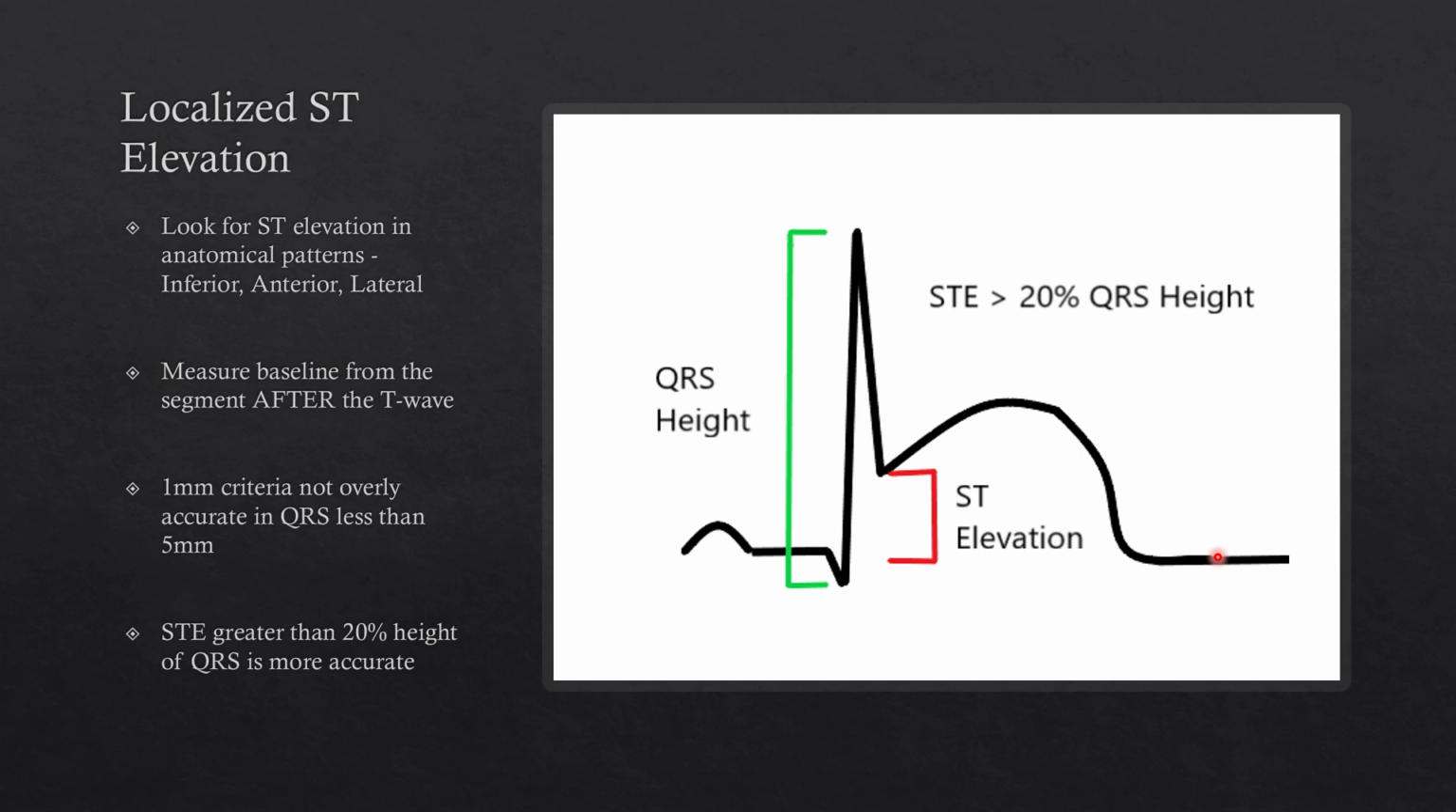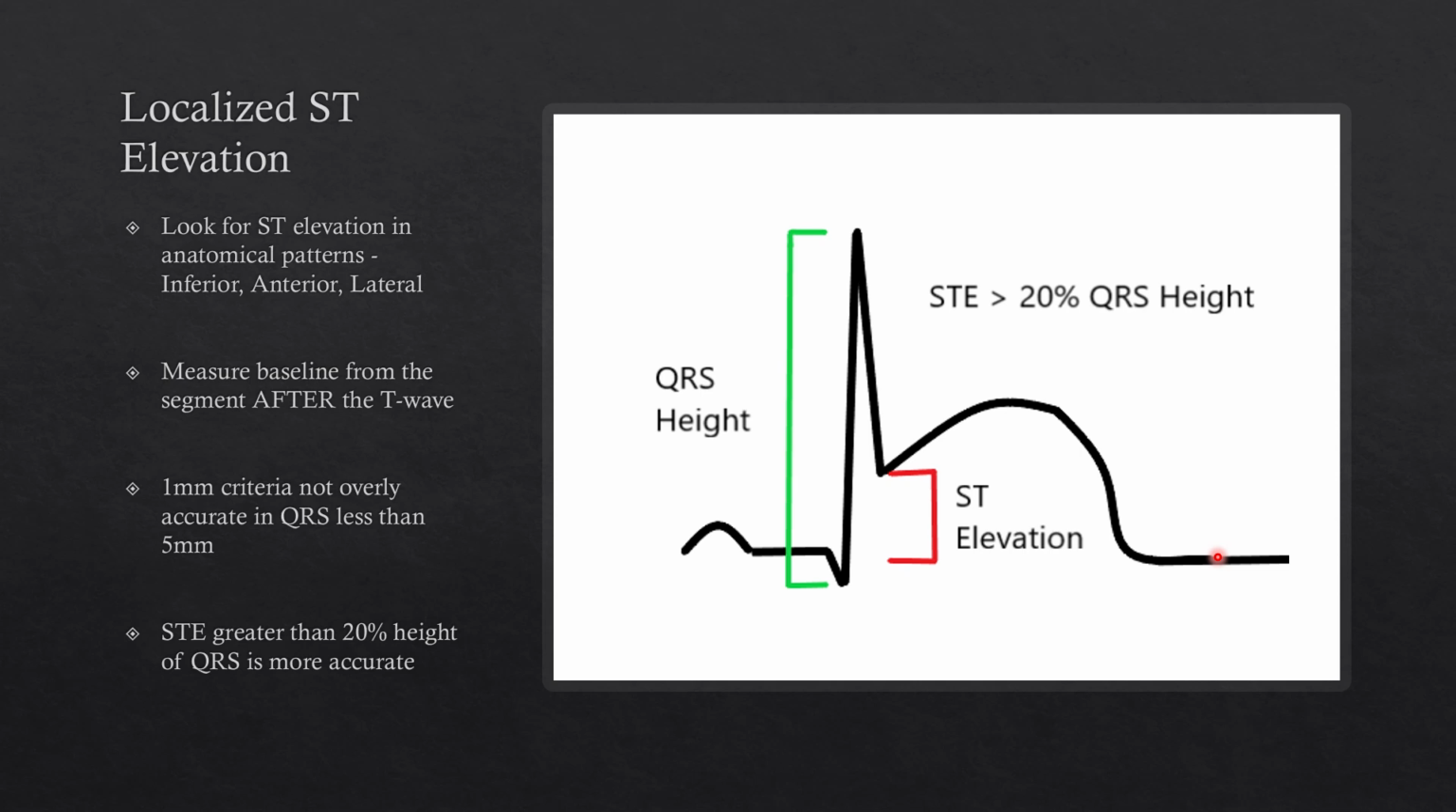And so if you have a really tiny QRS, and in this case 5 millimeters or less than 1 box, then 1 millimeter may fall short. When you look at missed STEMIs, one of the things that come up often are STEMIs that occur in regions where the QRS is smaller.